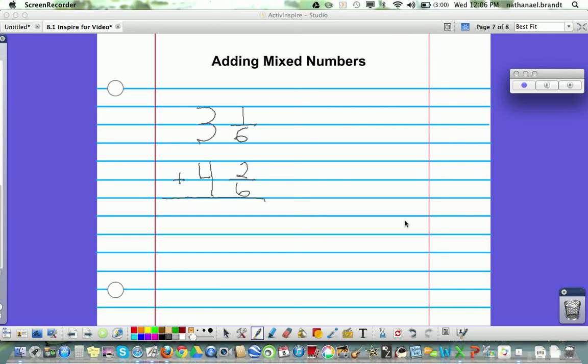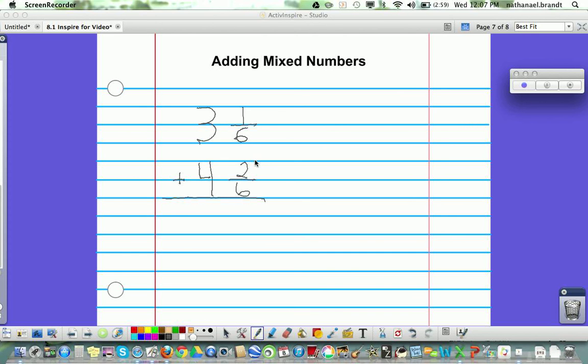So here's our video, adding mixed numbers. This is how I like to write my fractions or my mixed numbers when I'm adding them together vertically. I have just never done them horizontally, always done them vertically.